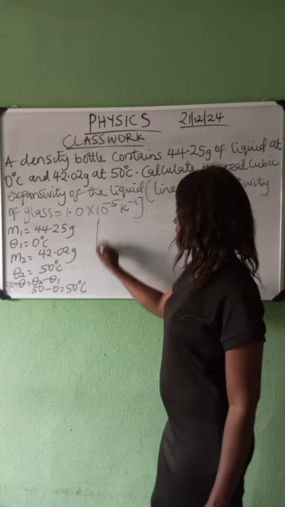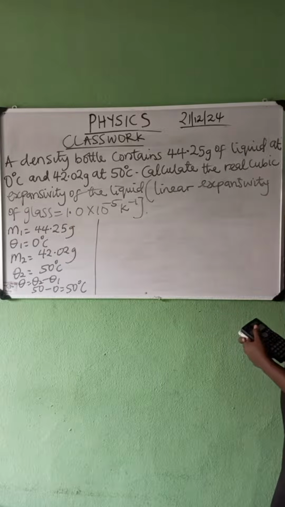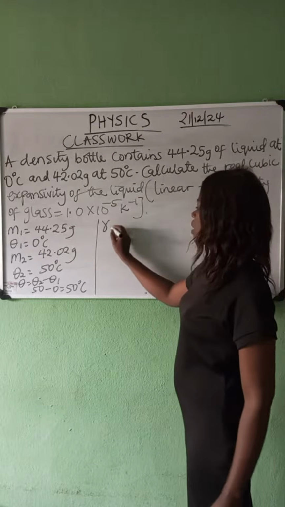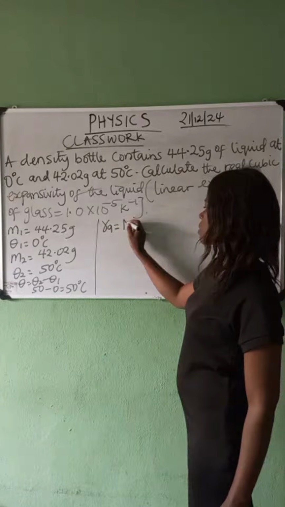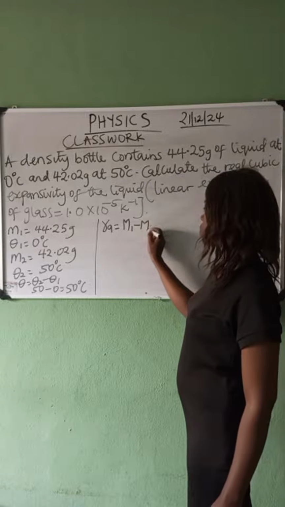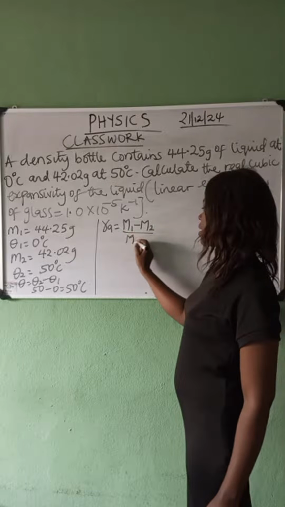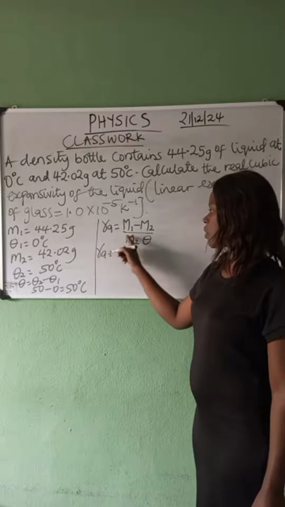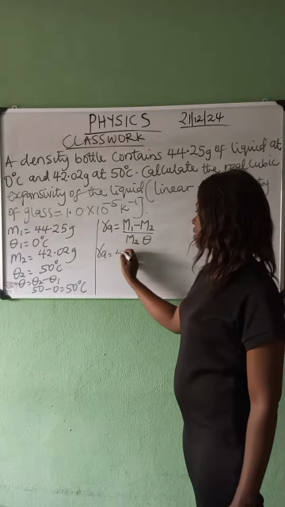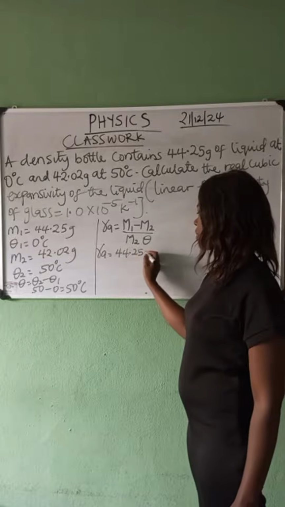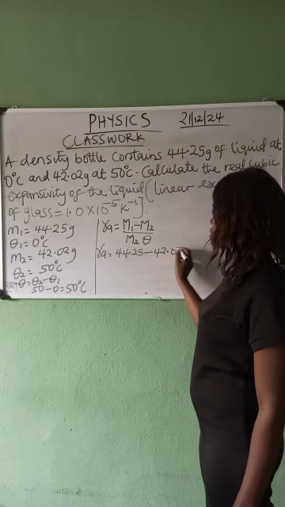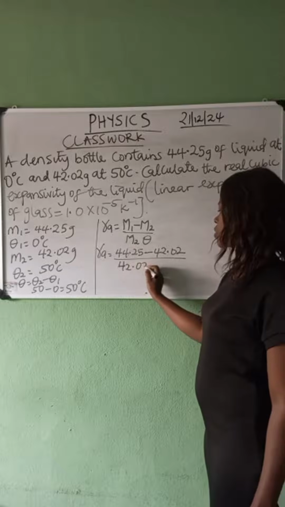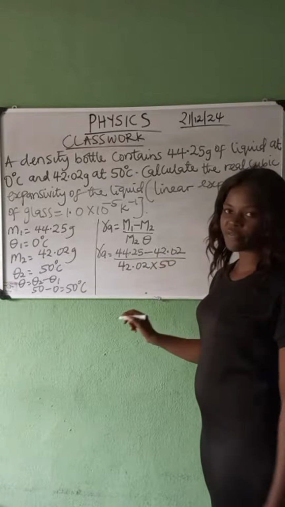All right? Now, for us to get our apparent cubic expansivity, that is the first thing we are going to do. Apparent cubic expansivity, gamma A, is M1 minus M2 all over M2 theta, right? Now gamma A is equal to, what's my M1? That is 44.25 minus 42.02. Then divided by what? 42.02 multiplied by 50.